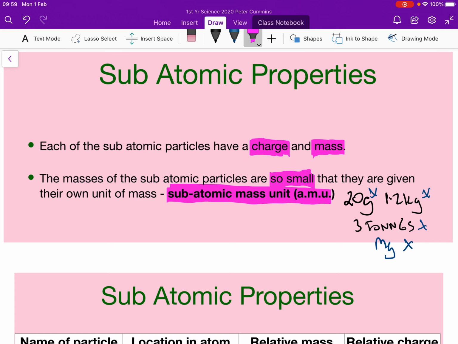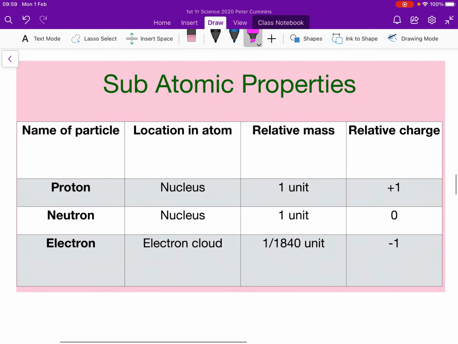So if I was to say to you, weigh a proton, you're not going to give me the answer in grams or kilograms or tons. You're going to give me the answer in atomic mass units. So remember that for a second. AMU means atomic mass unit, and it's a measure of mass.